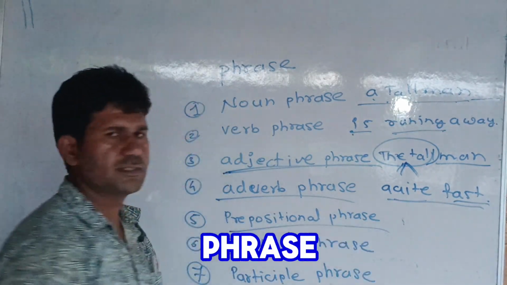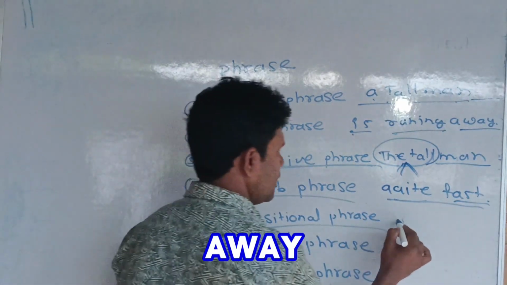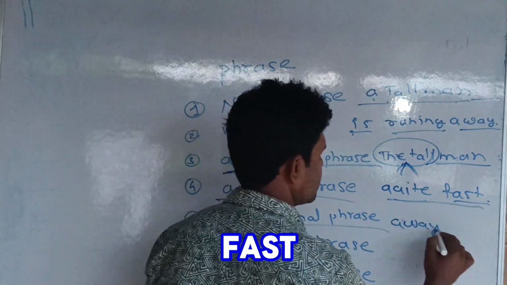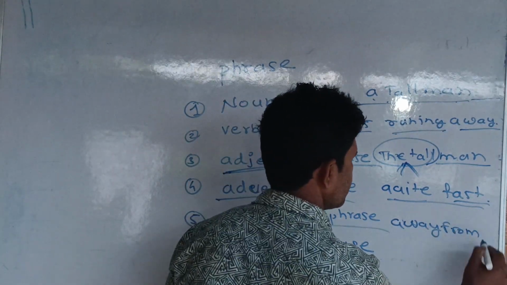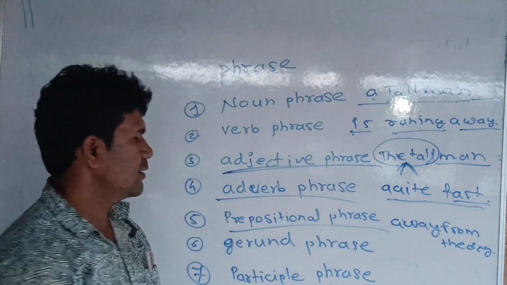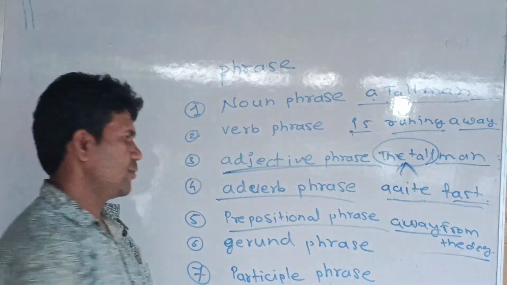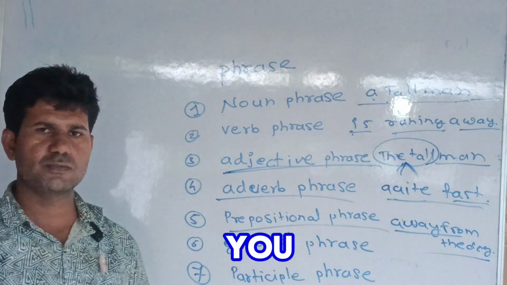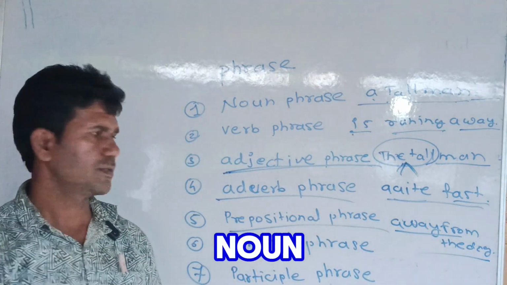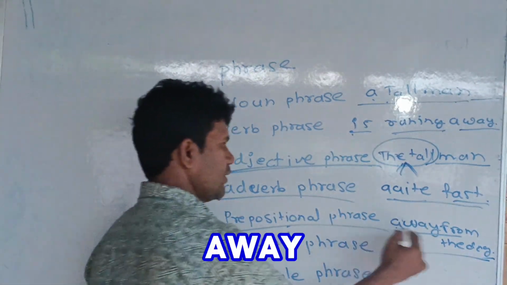Then prepositional phrase. There is just one preposition here. Away. The tall man is running away quite fast. Away from the dog. Away from the dog is a prepositional phrase. It tells you the direction or place of a noun in reference to another noun. And a prepositional phrase ends with a noun. Away from the dog.